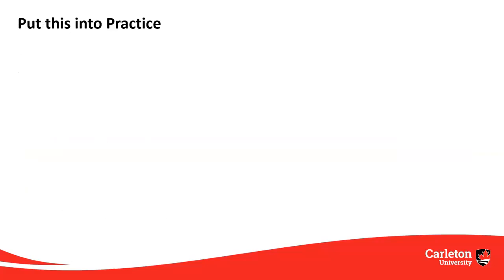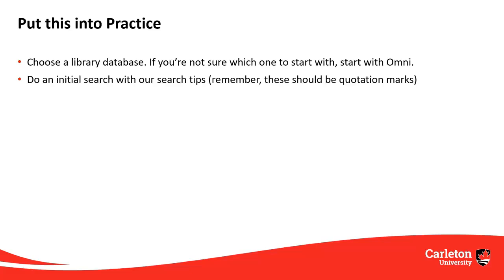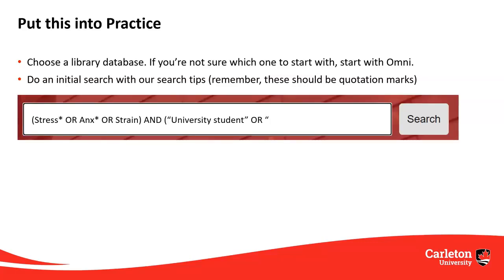So now let's put this into practice. Let's do the following for your search. Choose a library database. If you're not sure which one to start with, try Omni. Do an initial search with keywords and phrases. Remember, the phrases should be in quotation marks. So here's an example of what we were looking at today. We have stress or anxiety or strain and university student or post-secondary student. You'll see here that we've used the parentheses, we've used the asterisk, as well as we've used the quotation marks along with the AND operator as well as the OR operator.